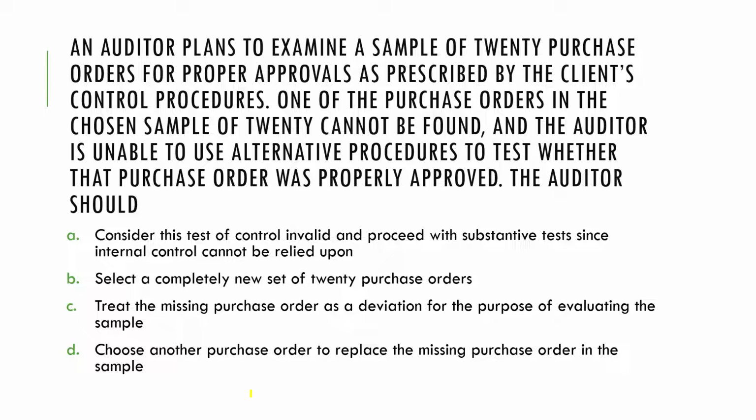But again, this is only one item and we are not performing discovery sampling. It's not mentioned that we're performing discovery sampling, so we cannot automatically invalidate or conclude that the entire controls are not reliable. Letter B, select a completely new set of 20 purchase orders just because you can't find one, or treat the missing purchase order as a deviation. So finally, this is our answer, right? Treat the missing purchase order as a deviation for the purpose of evaluating the sample. We again take note that no alternative procedure was performed.